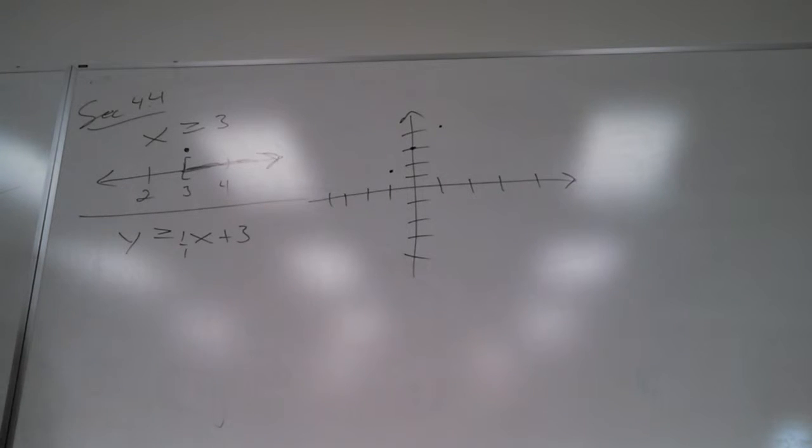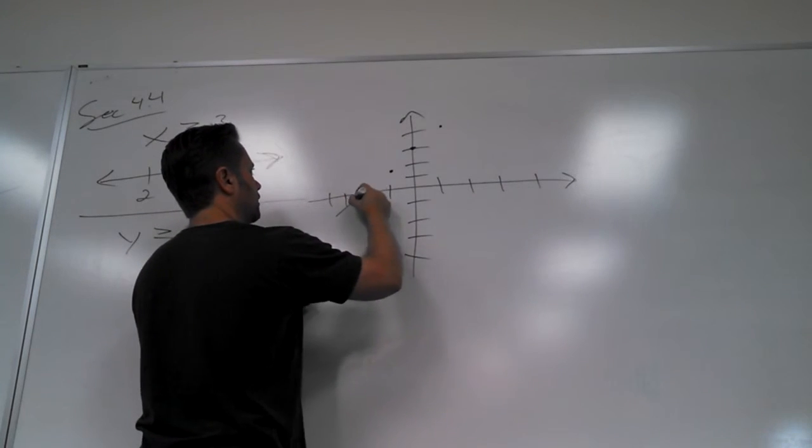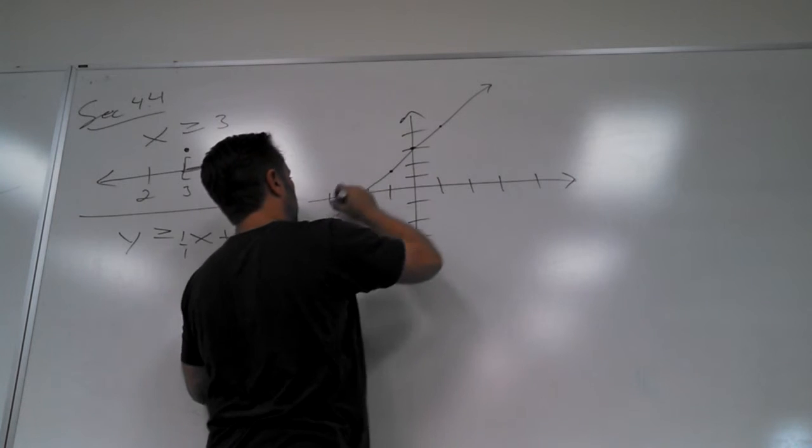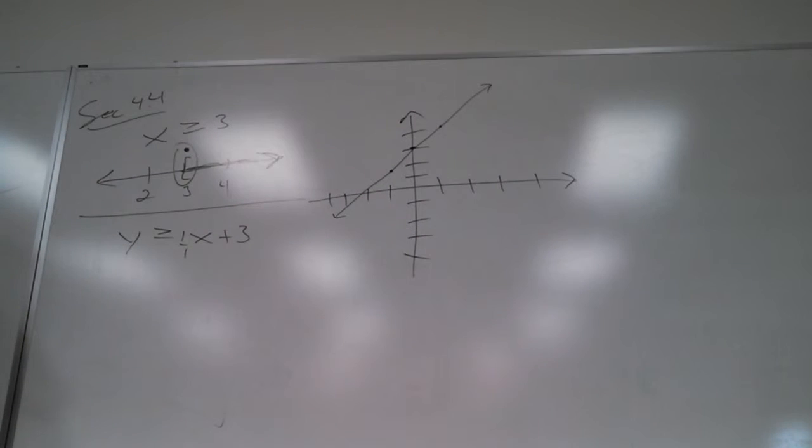So I can make a solid line. If that was not equal to, I would make it a dotted line. It's sort of like an open circle in 2D. I make it dotted. You have to put a bunch of little circles. Just put a dotted line. So this is going to be a solid line. Kind of relates to this idea.